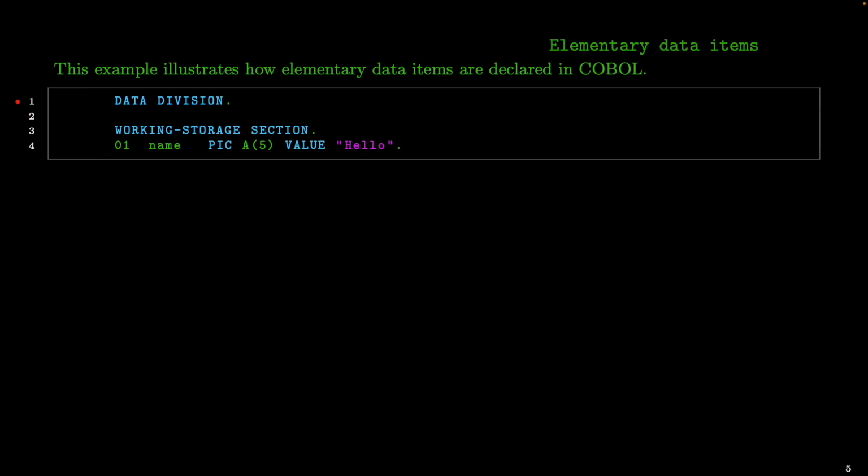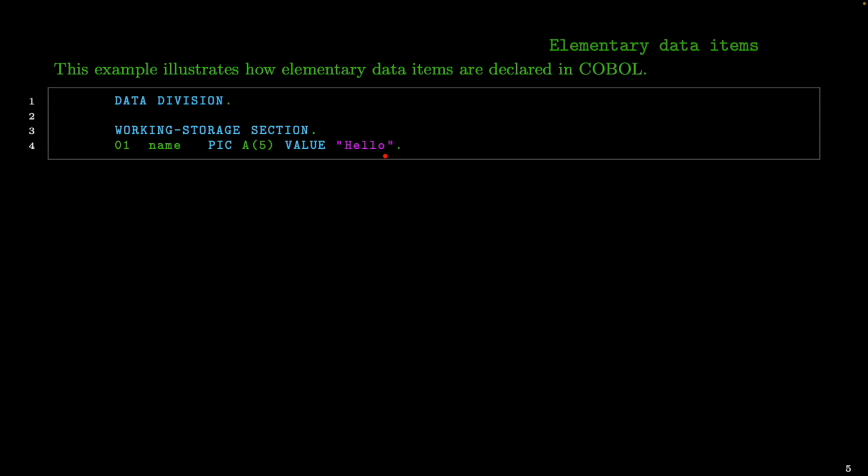Let's get right to it. Here we have a little example how to declare an elementary data item in COBOL. We're in the data division in the working storage section, and this line here declares a variable named name, which contains a string of 5 characters that contains the value hello.